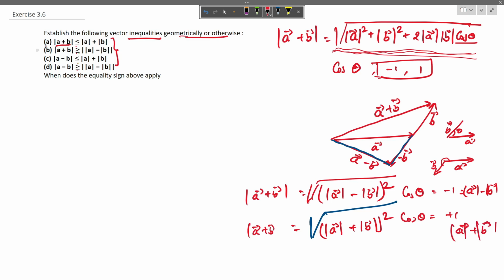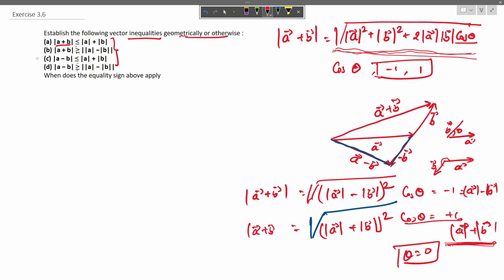As expressed in the first question, it says that it is going to be either less than or equal to this expression. So we can see clearly that the maximum value that it can have is this, when cos theta is equal to +1 or theta equals 0 degree. So the equality sign will hold when theta equals 0 degree, and in that case we will have this relation to be true, and the minimum it can go is a minus b.